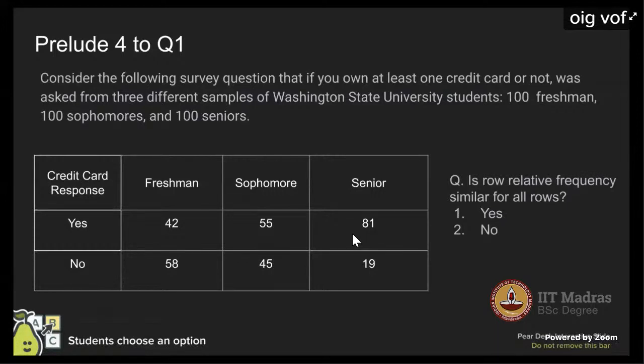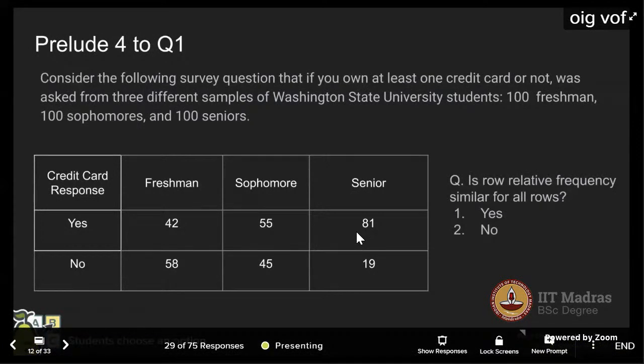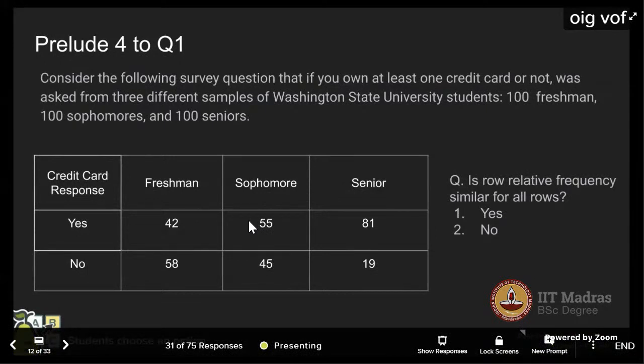It's mentioned in the question. Like the previous question was, what proportion of freshmen own a credit card, right? So first you have to look at how many total students own the credit card, which is the sum of the first row, because the credit card response is yes. 42 freshmen, 55 second year, and 81 seniors have owned the credit card, right? Yes, and then you have to look at the freshmen. Only 42 freshmen own the credit card. So you have to just read the question and get the idea of what they are asking about.